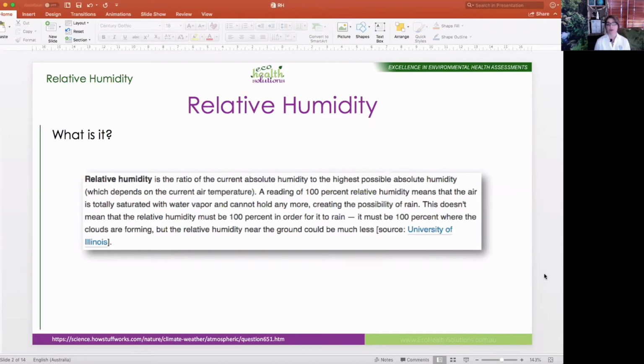A reading of 100% relative humidity means that the air is totally saturated with water vapor and can't hold any more, therefore creating the possibility of rain. However, it doesn't mean that the relative humidity must be at 100% in order for it to rain, but it does mean that where the clouds are formed, it has to be at 100%. The relative humidity near the ground can be much less.